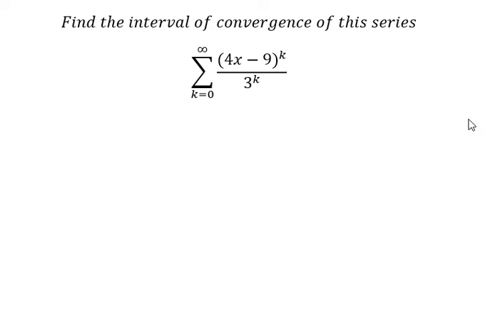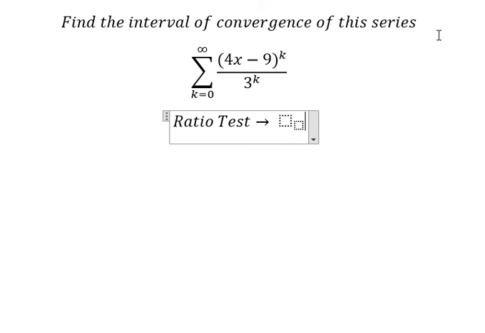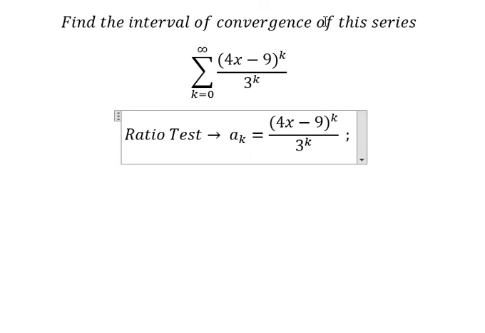The topic today is about the interval of convergence. So now I will show you how to answer. We can use the ratio test. That means we will have a_k equals this one. Now we have a_(k+1).